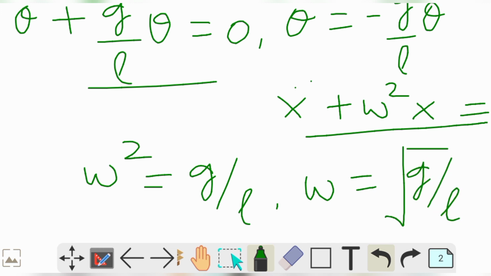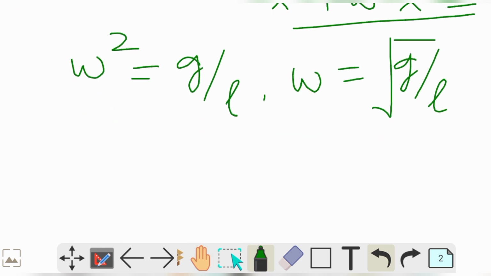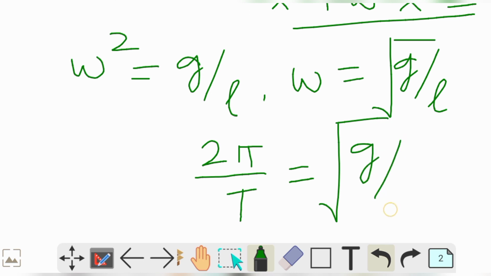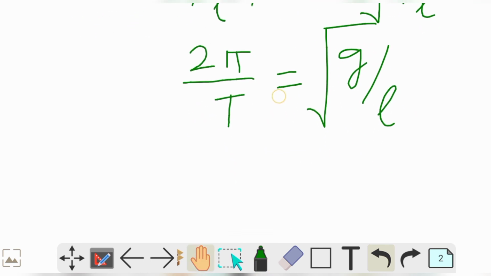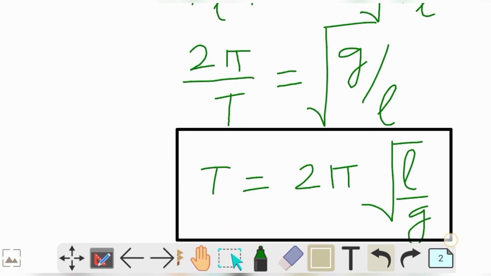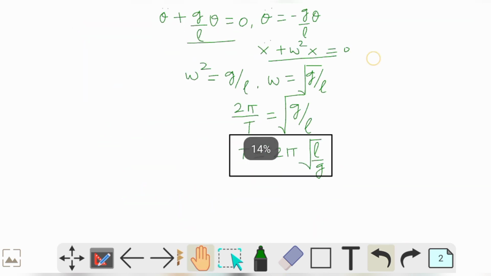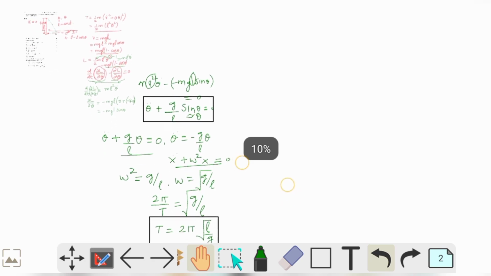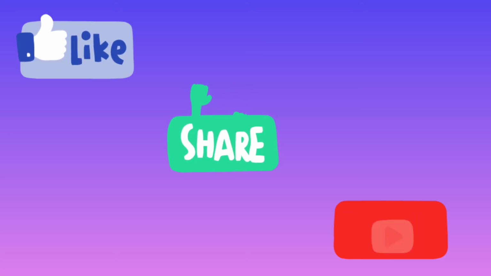From here we can also calculate the time period: 2 pi by time period is equal to square root of G by L, so the time period is 2 pi square root of L by G. That solves our problem. We have calculated the time period, the angular frequency, and also the equation of motion. That's all for today. Thank you guys.